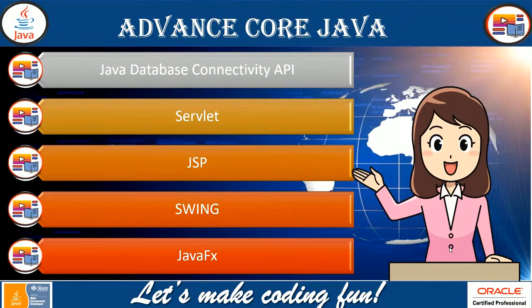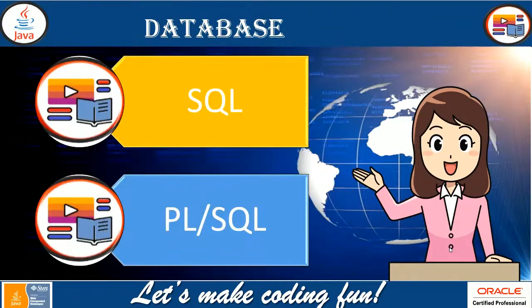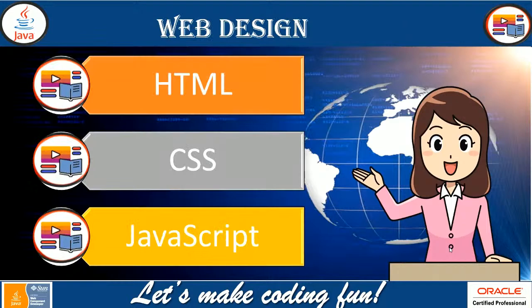Advanced core Java covers your JDBC API, Servlet, JSP, Swing for the graphical user interface, and JavaFX is our upcoming program to be started. So basically we are covering database access, Java-based web application development and graphical user interface API based Java programming. Now for database, we are covering SQL structured query language and PL SQL scripting language. For web designing, we have completed our HTML hypertext markup language, and CSS and JavaScript are our upcoming courses to be started.